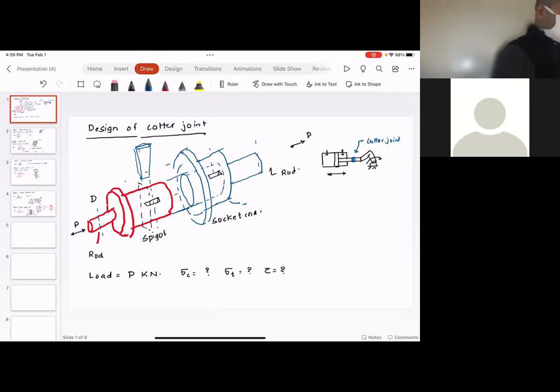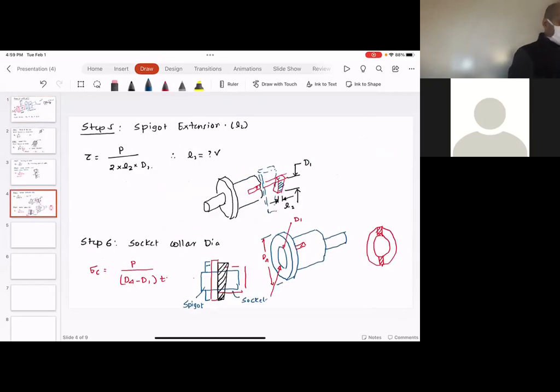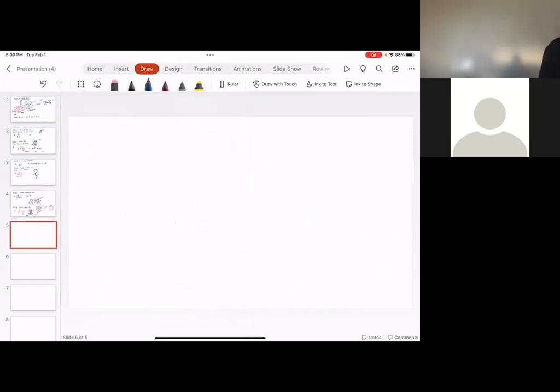Online students, I unfortunately added the collar on the other side, so please make sure that this is how the socket looks. Here I did it correctly. That's why, when you have the socket collar diameter, you have D4 minus D1 times T, and D1 is known, T is known. So from here, the only unknown is D4. Any questions here, online students?